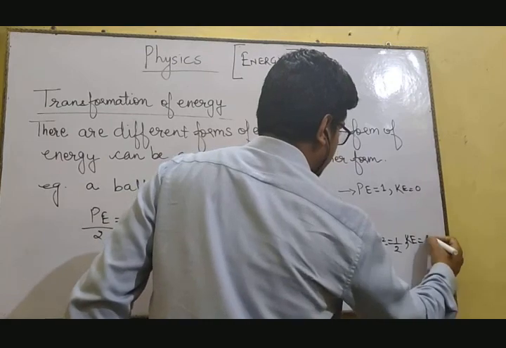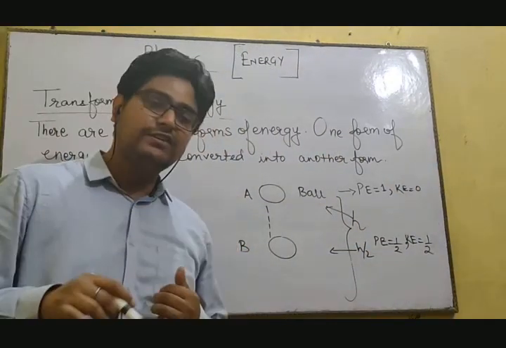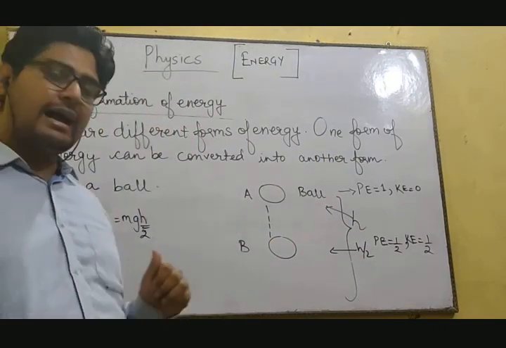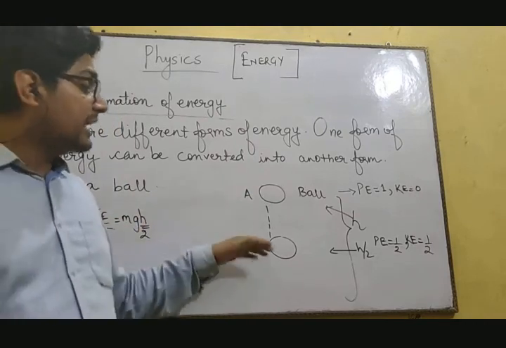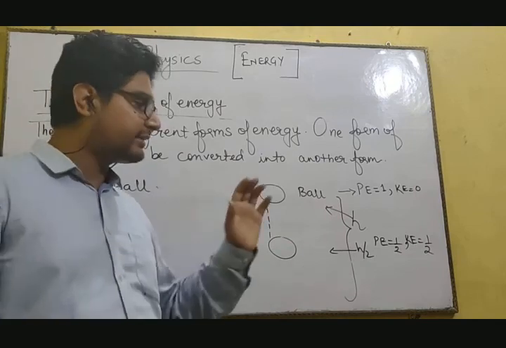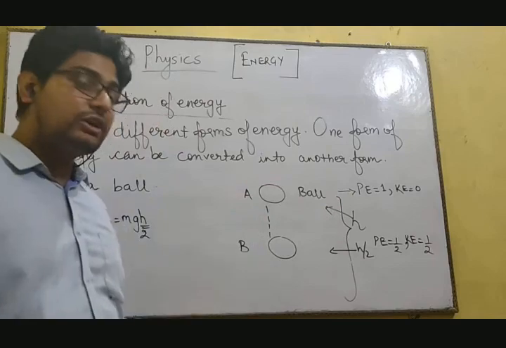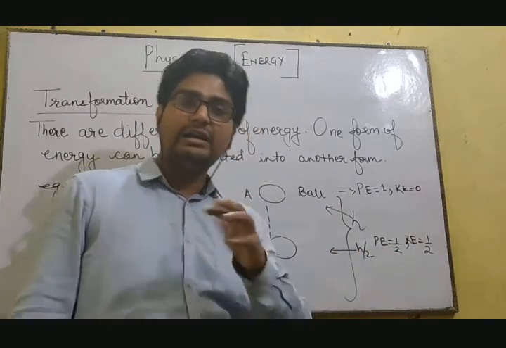Say 1 upon 2. Okay, 1 means 100%, half means 50%. So at this place where the ball has reached a height that is half of the actual height of the ball, now it will have 50% of potential energy, that means 1 upon 2, and 50% of kinetic energy. If you want to check whether it is correct or not, you just add potential energy plus kinetic energy. Half plus half will become 1, that is 100%.